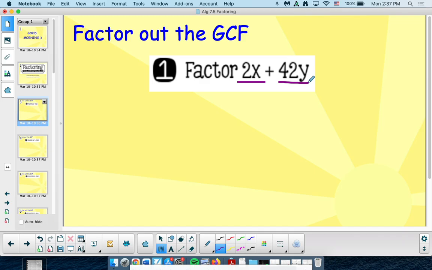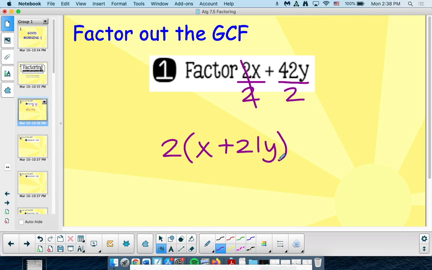Well, 2 is pretty simple, right? Nothing else goes into 2 but 1. So I know I can take a 2 out of here, and 2 also comes out of 42. And then we don't have any common variables, so we can just take out a 2. So I'm going to put a 2 on the outside because that's what I'm taking out. Now if I divide by 2, 2 divided by 2, they cancel, so I'm just left with x. And now 42 divided by 2 is 21, but I'm still left with that y, so you've got to put the y with it. And that should be all you can take out.